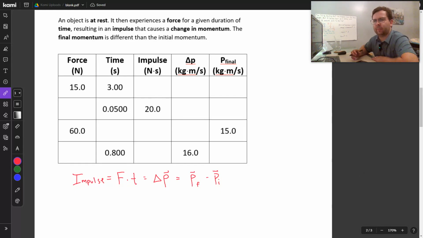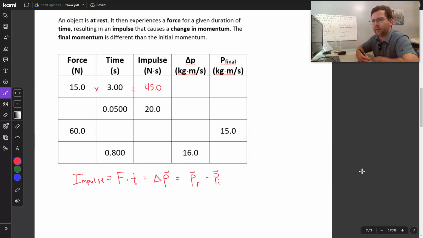So using that information, we can do some quick math to figure out the missing information in this table. So the first thing we're missing is impulse. We have force and time. So if we multiply force times time, that'll give us the impulse. So 15 times 3, the impulse is 45.0 Newton seconds.